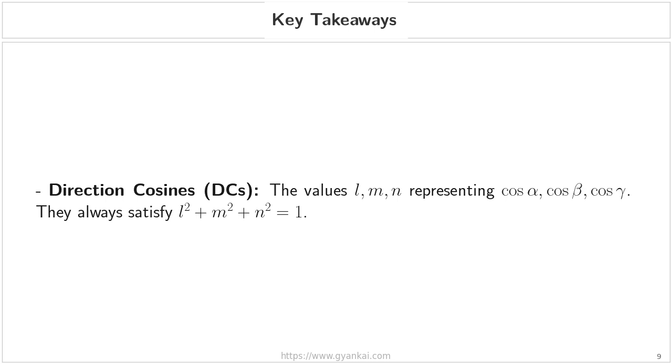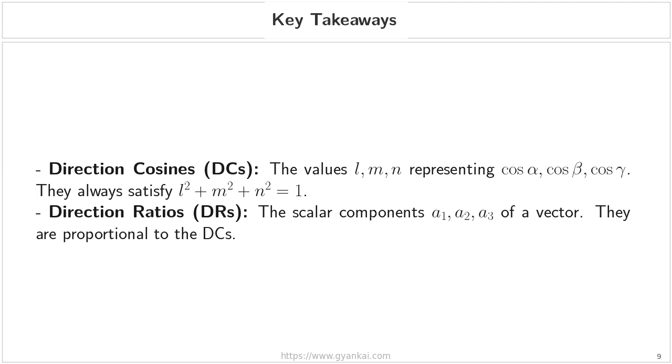that these values must always satisfy the equation. L squared plus m squared plus n squared equals 1. Next, we have direction ratios or DRs. These are the scalar components, a sub-1, a sub-2, and a sub-3 of a vector. As we discussed, these are simply any numbers that are proportional to the direction cosines.